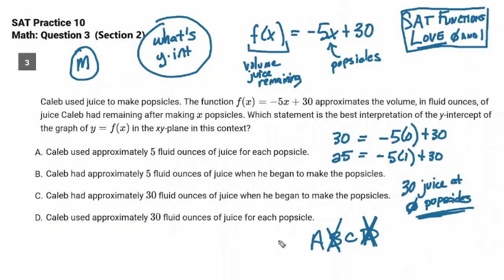What's the question? What's the y-intercept? Y-intercept is 30. What's going on at 30? That's 0 popsicles. Caleb had approximately 30 fluid ounces when he began making popsicles. That's the answer. A is true, but it doesn't answer the question. Pretty sneaky, Evil Testing Service. C is the answer. You can get this right a lot quicker than it took me to explain it, and move on.